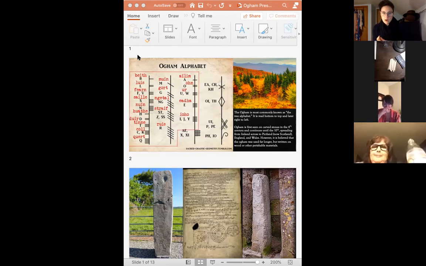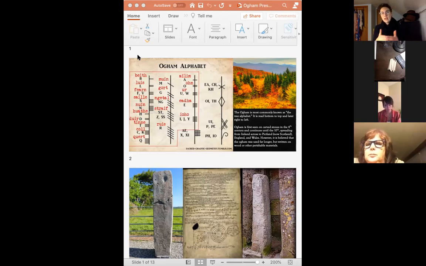Ogham was first seen carved on stones in the 4th century, and those stone carvings continue into the 10th. They began in Ireland, and spread across Ireland into Pictland, which is now Scotland, England, and Wales. But there's a lot of information that the Ogham existed and was used far longer before the 4th century, and it is very likely used by the Druids as their own language, their own way of communicating, and that they would have written on wood or perishable objects. And so they didn't stand the test of time and we no longer have them.